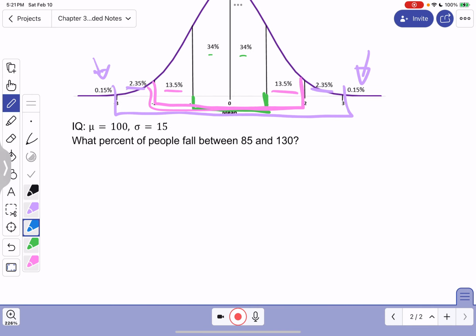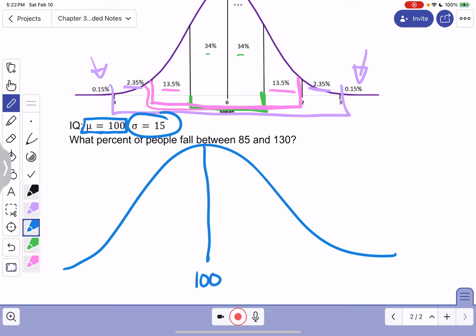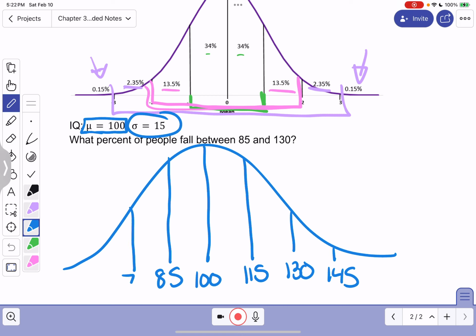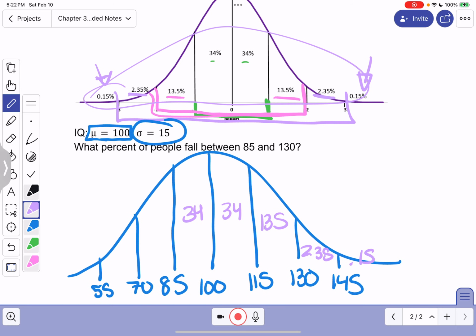So let's look at IQ. We're saying the population mean is 100. Mean IQ is 100, and the standard deviation is 15. So it spreads out like this. 100 in the middle. And then every time we go up, we're going up 15. So 115, 130, 145. And if we go the other way, we're subtracting. So 85, 70, 55. And then those percents are always going to be the ones we use when we're estimating. So we fall right in to here.